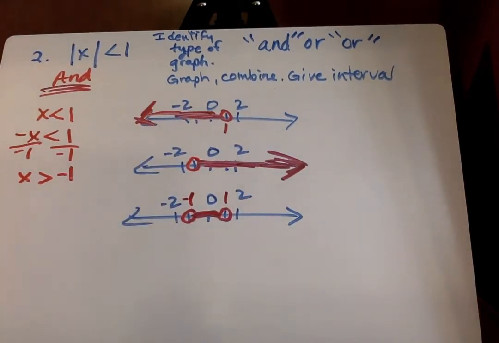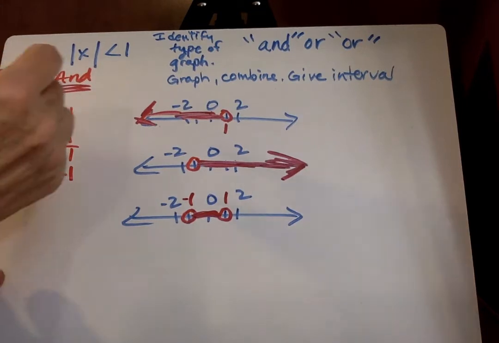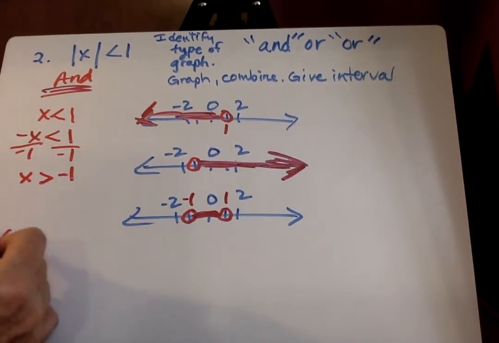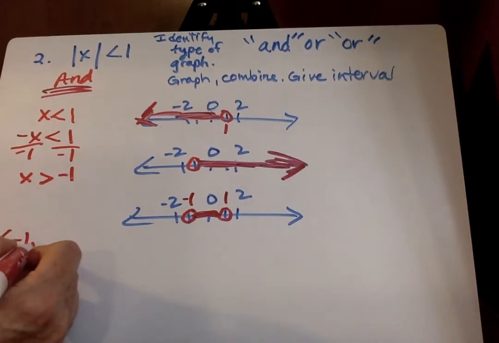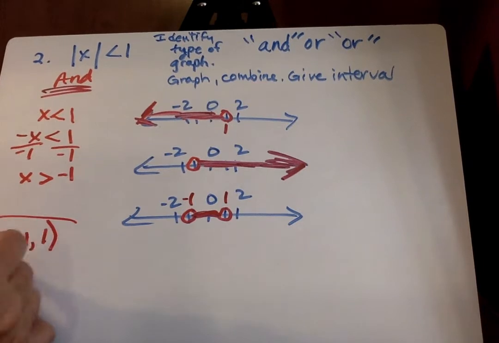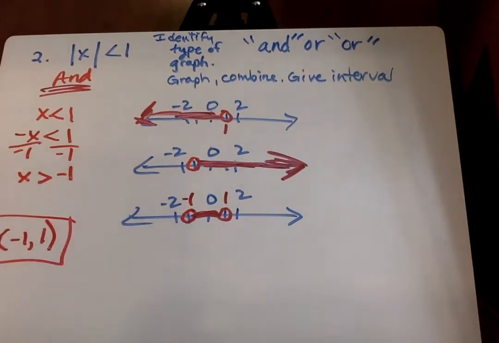Okay, now we need to write our interval, and again it's an and. So this time there's only one interval when it's an and. It does not include negative 1, and it does not include 1. And you only have one interval since they're not split. And we're done. Let's pause the video and see if you can do 3 or 4.